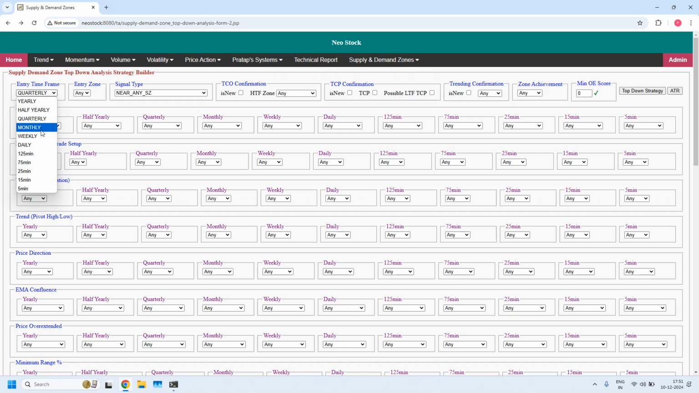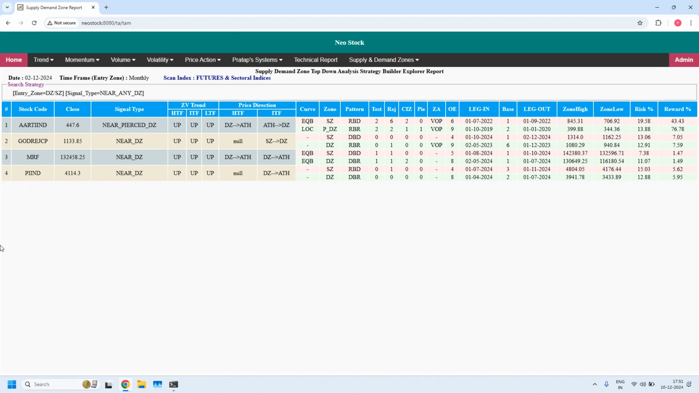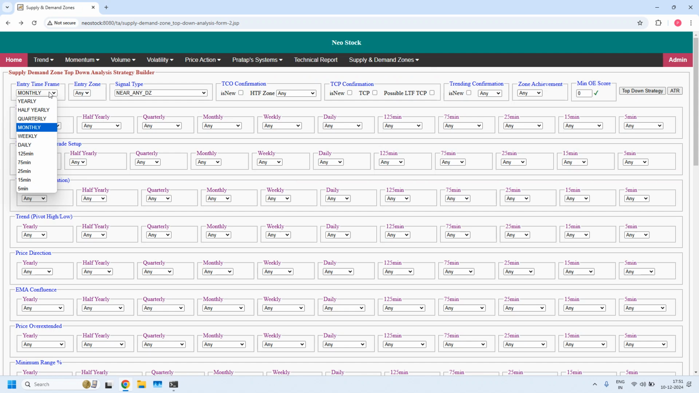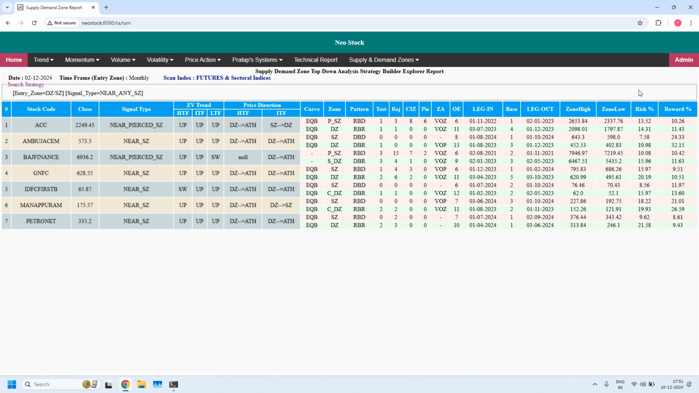Next time frame is monthly. Stocks near monthly demand zone. 4 stocks are filtered. Next, monthly time frame. Stocks near monthly supply zone. 7 stocks are filtered.